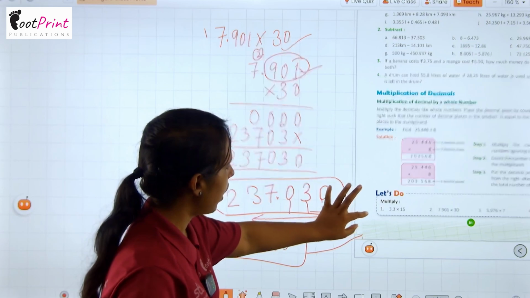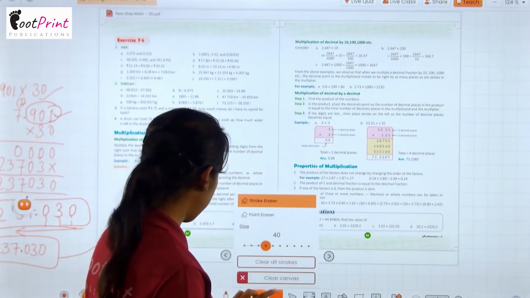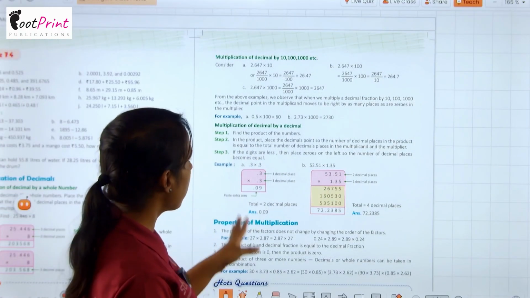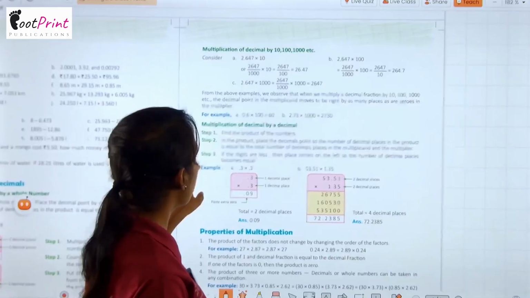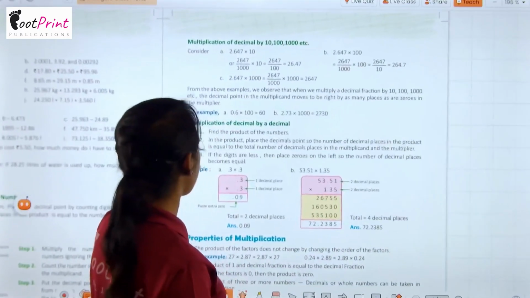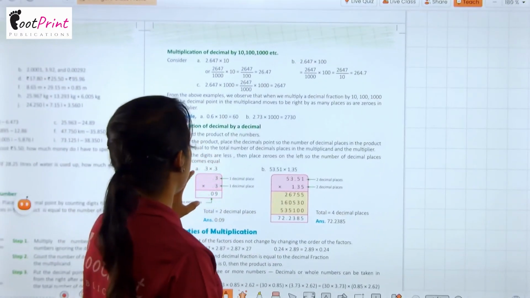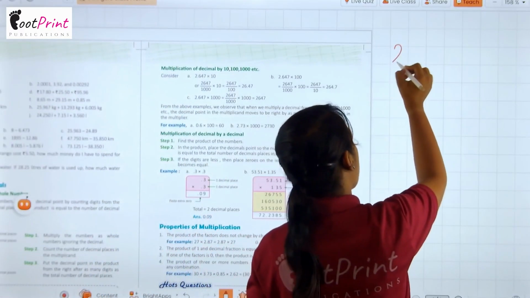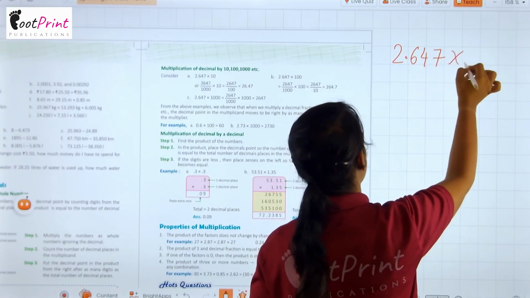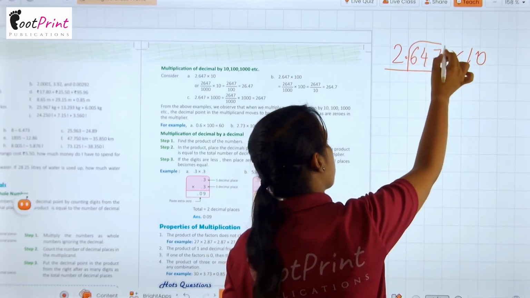Okay. Now we will move to the next, that is multiplication of decimal by 10, 100 and 1000. So here consider A option is 2.647 is multiplied by 10. So we know that 2.647 multiplied by 10. So here we can say that here 3 decimal places are there.